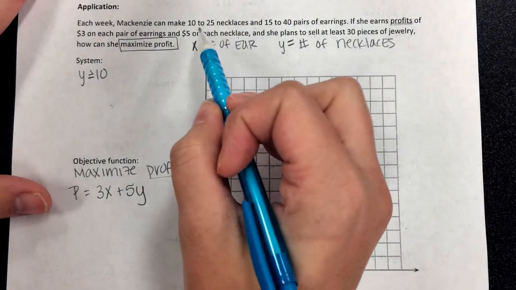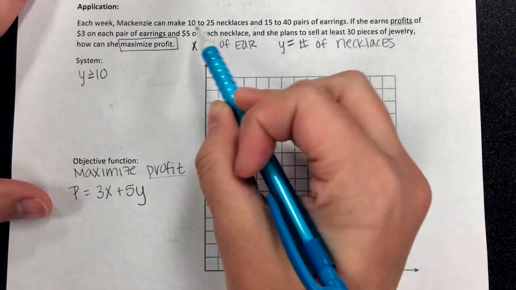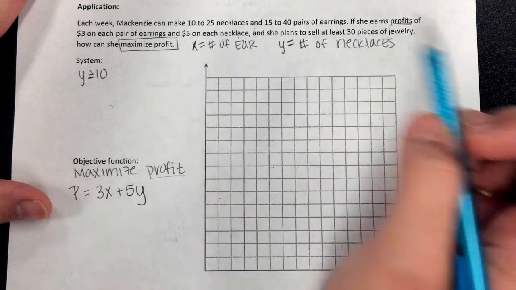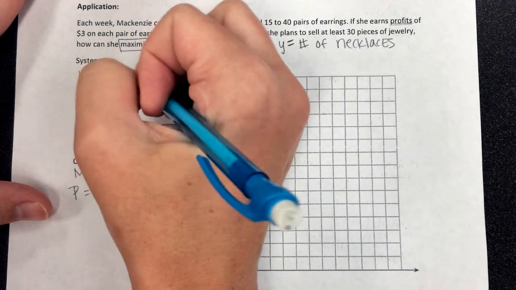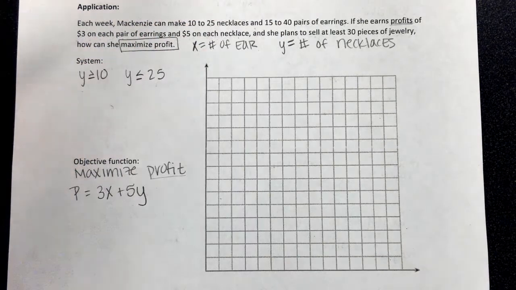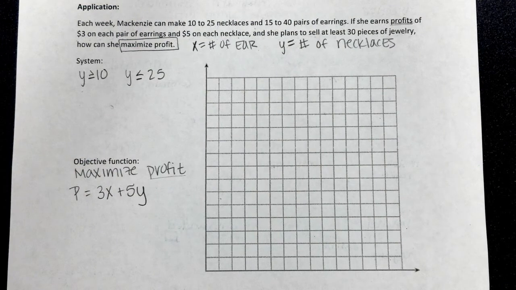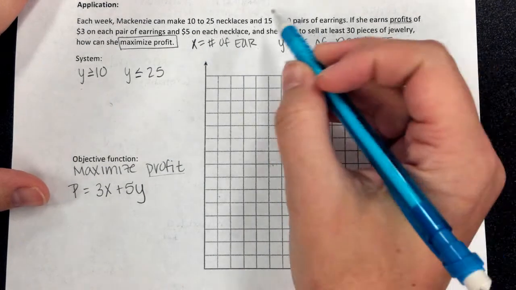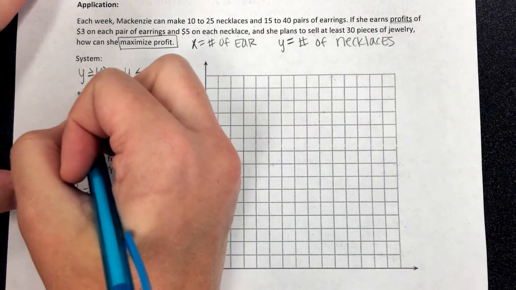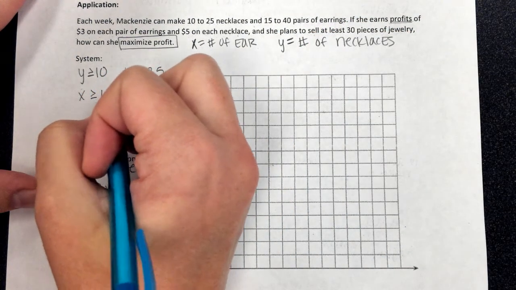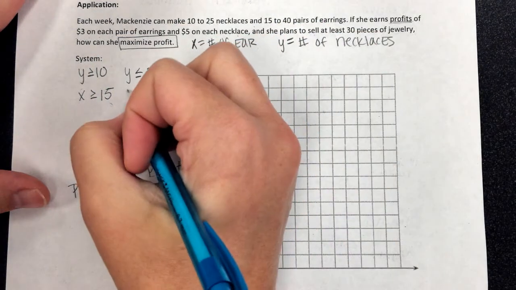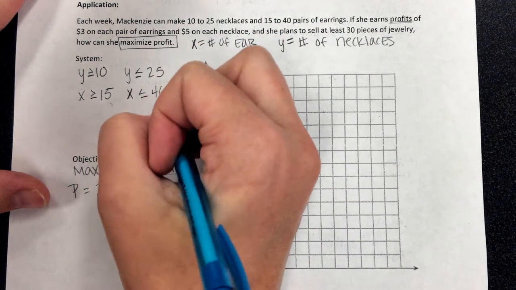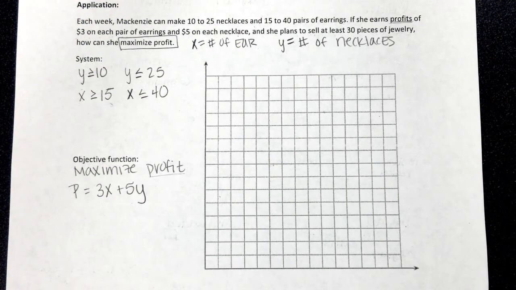And then I know that she can make 10 to 25, so 25 has to be the max. So y has to be less than or equal to 25. She can make 15 to 40 pairs of earrings. So the earrings, the x, so x has to be greater than or equal to 15, but x has to be less than or equal to 40. Okay?